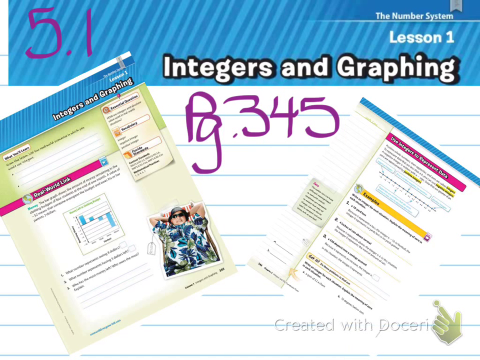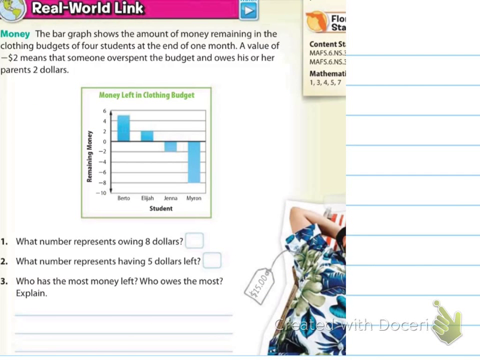So the -2 is talking about owing $2 to the parents, owing. So number 1 says, what number would represent owing $8? Now we don't even need to look at the graph for number 1. It just wants to know what number represents owing $8. And hopefully after we just read that and we know that -2 means that we owe $2, that owing $8 would be -8.